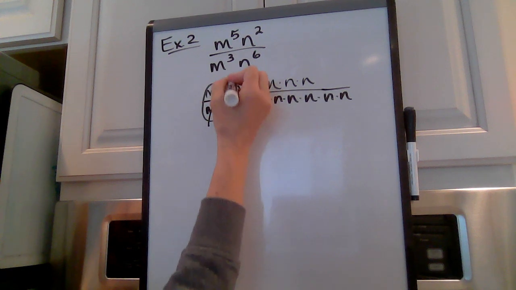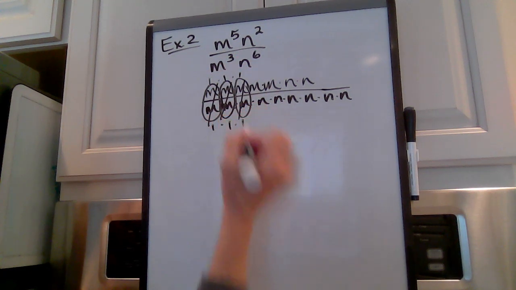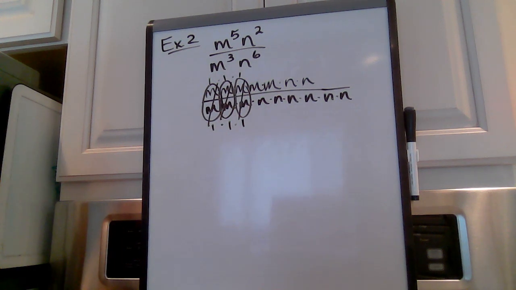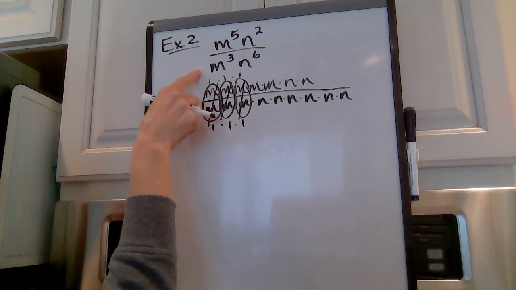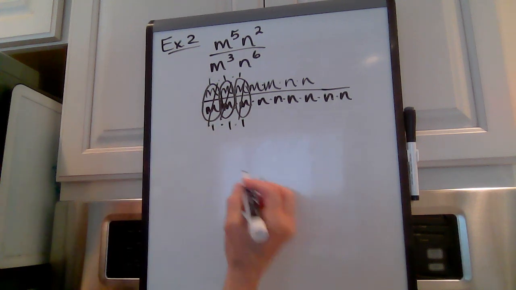So m over m, all of these simplify down to a bunch of 1s. And there's no other m's in the denominator to pair up with those 2. So we have 2 left over. And if we look at our shortcut, we can already see that there would be 2 left over in our numerator.